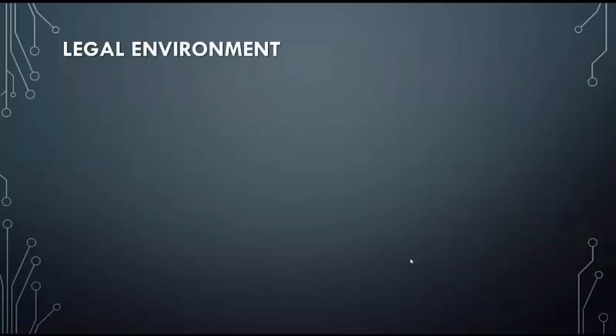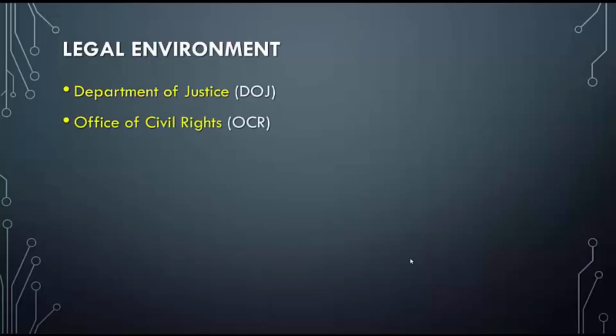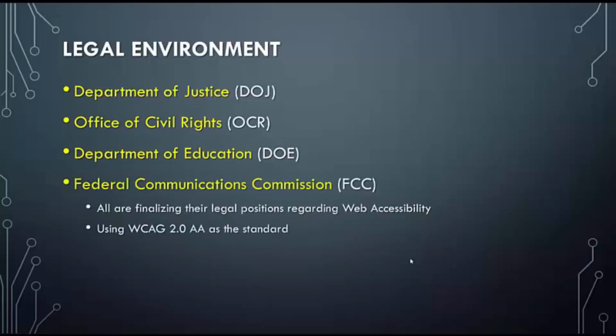Now, the legal environment of web accessibility, just to discuss briefly: there are a number of agencies that are involved directly with the creation of regulations and the enforcement of those laws and regulations. Those agencies would be such as the Department of Justice, a federal agency, the Office of Civil Rights, the Department of Education, and the Federal Communications Commission. Now, all of these agencies are finalizing their legal positions, and the intent was to have them done by January 2018.